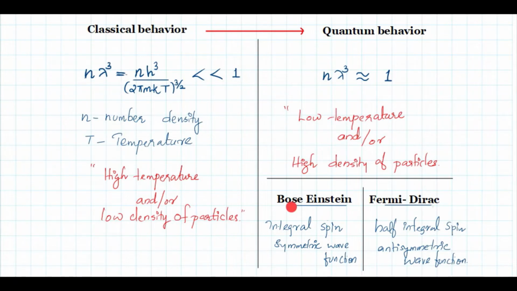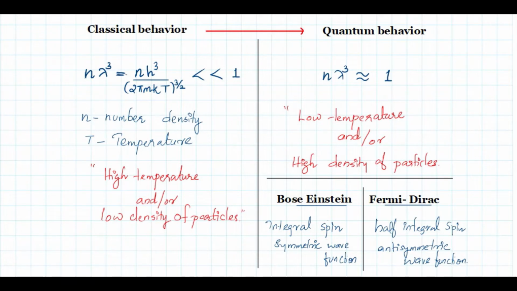If the system is made up of particles which obey Bose-Einstein statistics, that is particles having integral spin and with symmetric wave function, then the properties are entirely different, and we discussed these properties in the last 4 lectures. And if the system consists of particles which obey Fermi-Dirac statistics, that is particles having half integral spin and with anti-symmetric wave function, the properties will be entirely different compared to the first system.